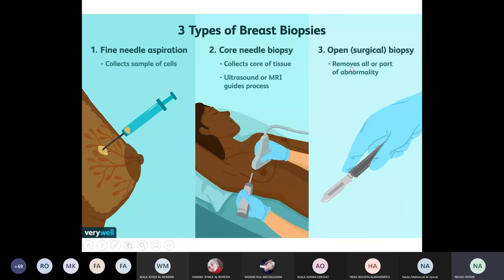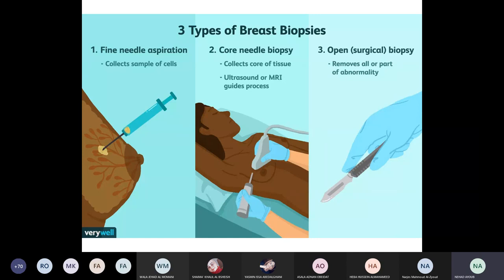And we have the open or excisional biopsy, which is not very common. We do a cut and take part of that mass, and sometimes the whole mass can be removed, and this is not that common. Most patients, when we do a biopsy, we mostly do it through core needle biopsy. We take a tissue sample of the mass that is suspected to be malignant, or whatever mass, to confirm whether this is neoplastic or not.